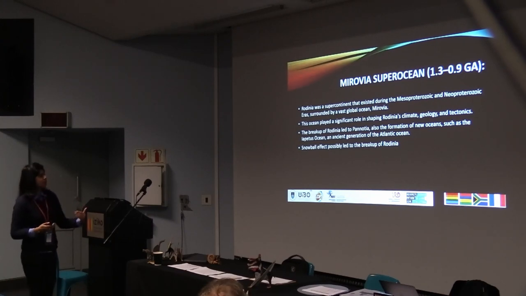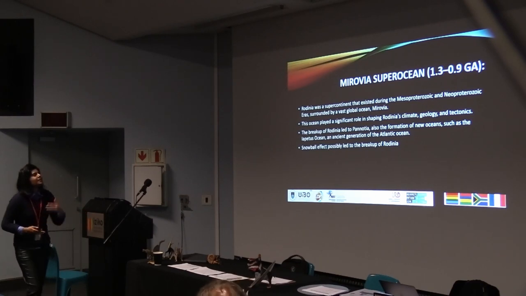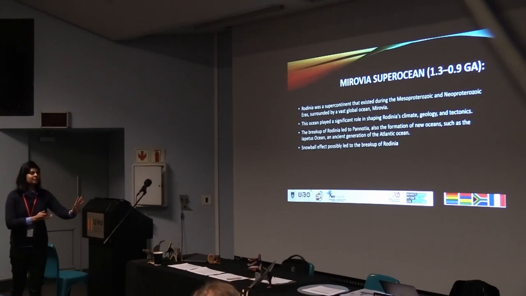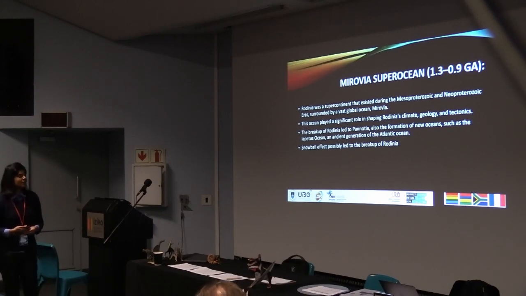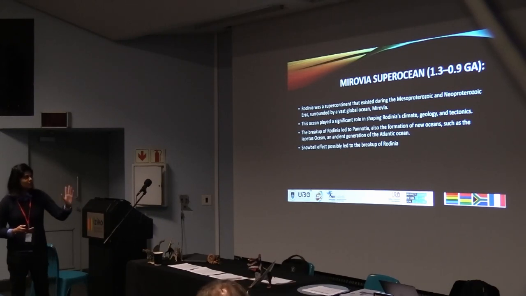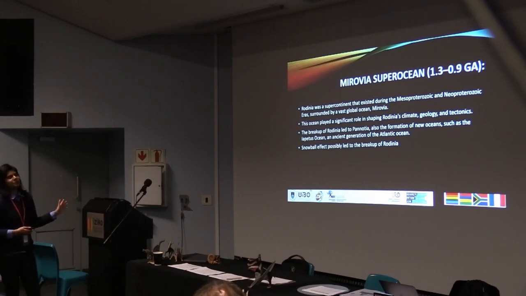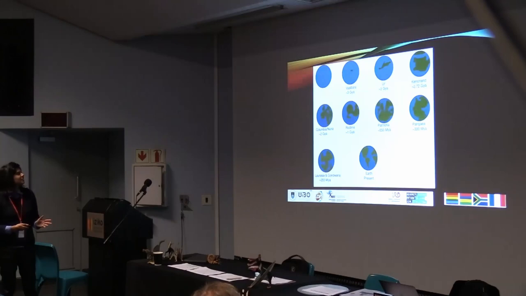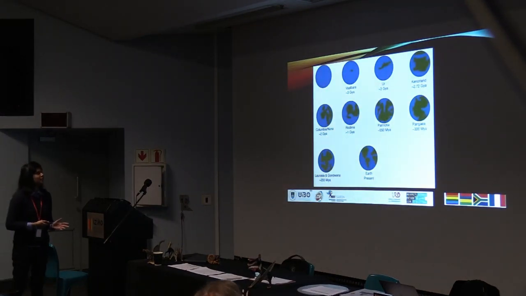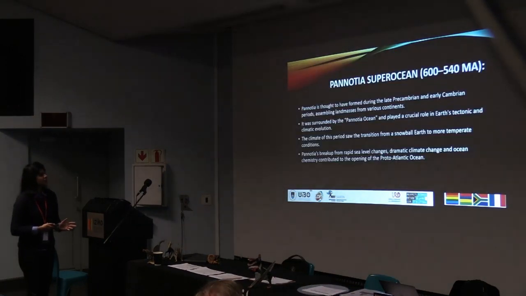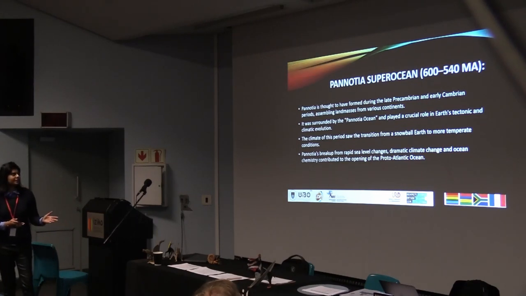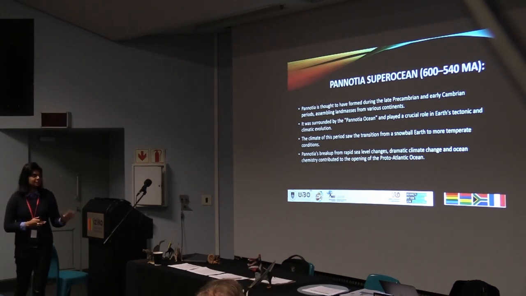As it would break up, it would form another one called Pannotia, and also possibly other oceans which can now be formed. So now we are in the 1.3 to 0.9 billion. Let's look at the time after the snowball effect. So we go into Pannotia. Pannotia is this other supercontinent existing right after this snowball effect.